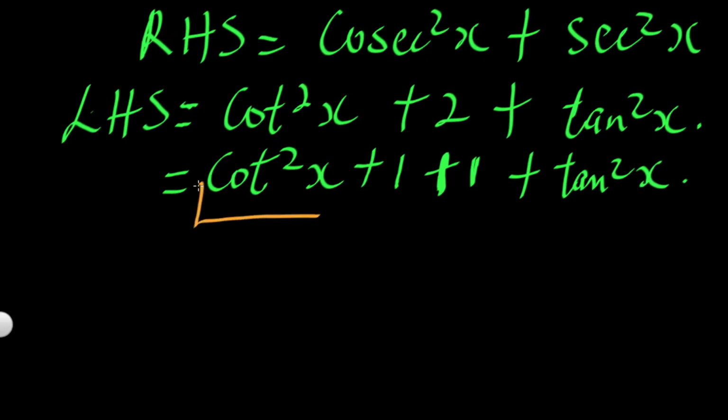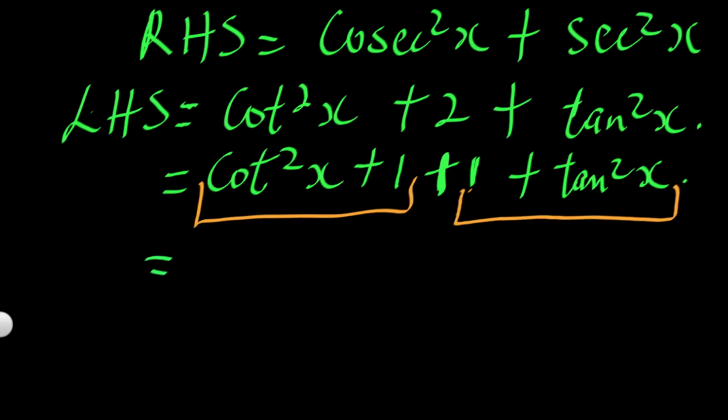Now look what I have. If I take the first 2, cot squared x plus 1, that is cosec squared x. If I take the last 2, it's 1 plus tan squared x. We agree that is sec squared x. We already derived these identities. We know them, and they were given on the formula sheet. So we can conclude.